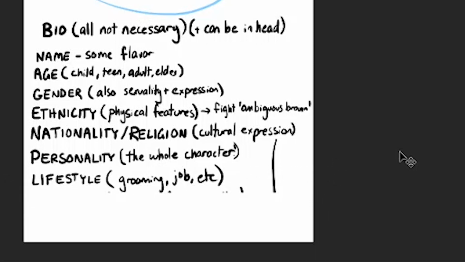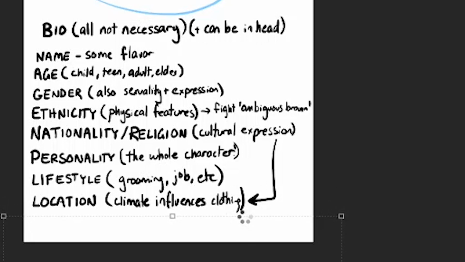Then we have lifestyle, so thinking about the life of the character, are they very clean, are they messy, if they have a job, is their main design a job uniform, things like that. And then their location, so obviously a character in a very hot tropical climate would be dressing differently than a character in a very cold, isolated environment.